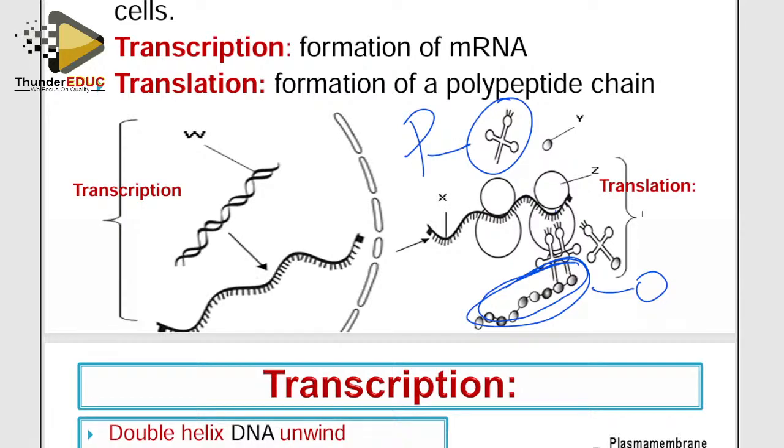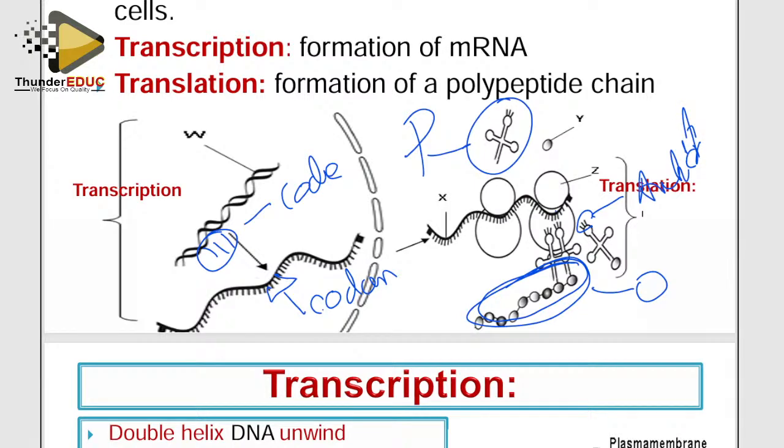So we have O and then we have P. We have three bases on DNA; we call them a code. We have three bases on messenger; we call them a codon. We have three bases here; we call them an anticodon. Someone is saying polypeptide chain is O, and someone is saying peptide bond.